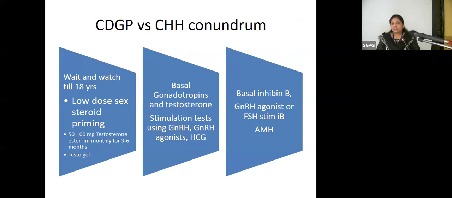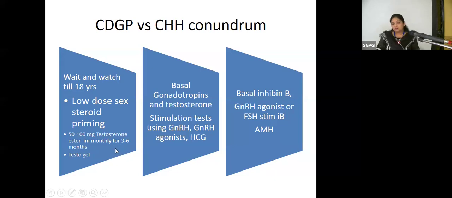So to differentiate between CDGP and CHH, the best thing is either we can wait and watch till 18 years to see whether there is onset of puberty. But after 18 years, we have to wait for the next 3 to 4 years more to see whether the puberty is progressing or not, to call it complete or partial. Or we can give low-dose sex steroid priming in the form of 50 to 100 mg of testosterone esters monthly for 3 to 6 months.